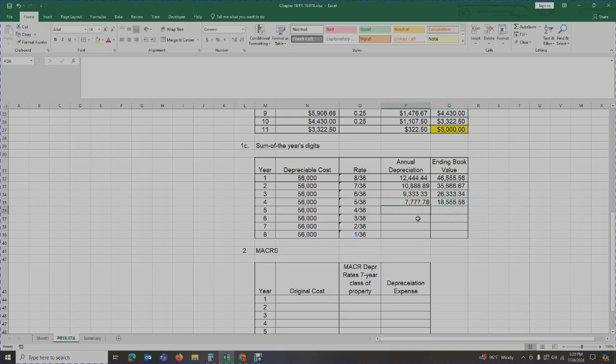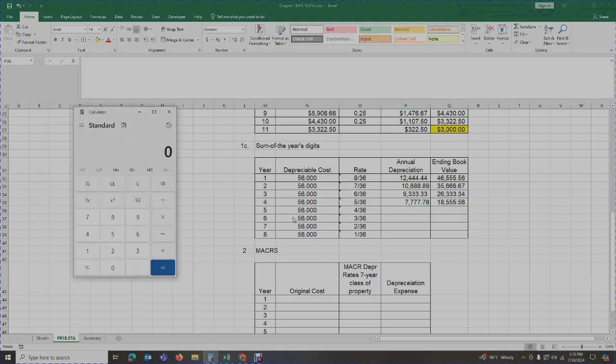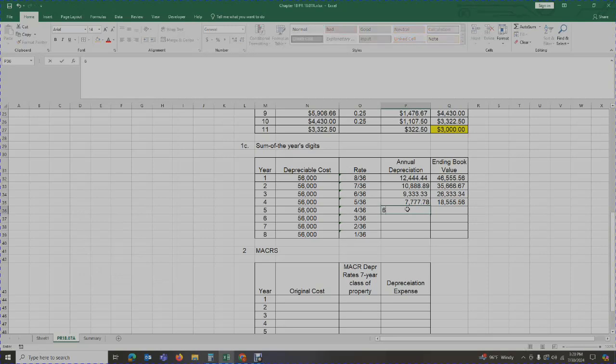We're going to do year number 5. We're going to get the 56,000 times 4 over 36. I think I missed a number. Let me see. 56,000 times 4 over 36. That will give me 6,222.22. That is going to be my depreciation. The ending book value, we're going to pick up last year's ending book value minus the annual depreciation. That'll give me 12,333.34.